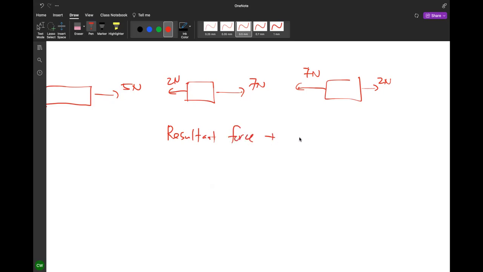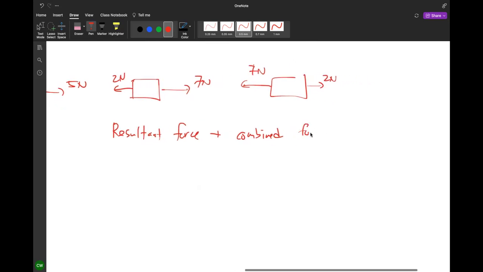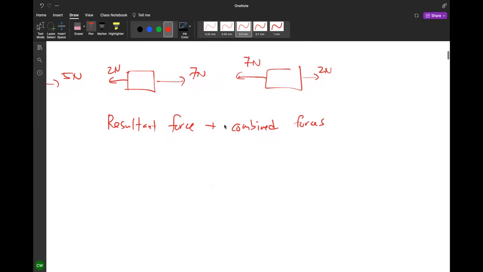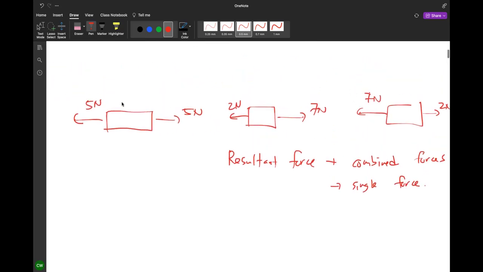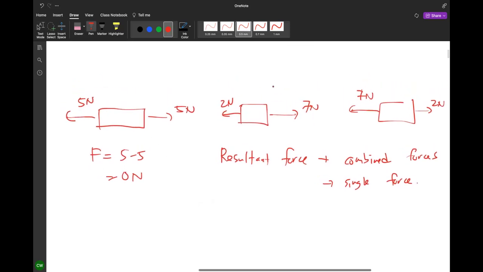The resultant force is the combined force. You have to combine a few forces until you form a single force. For example, if they are acting in opposite directions, then you have to minus them. So what is 5 minus 5? 0. Then we have to say the resultant force is 0. This is balanced.